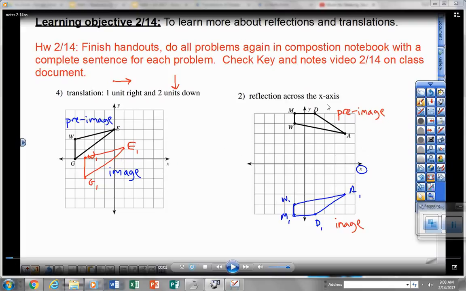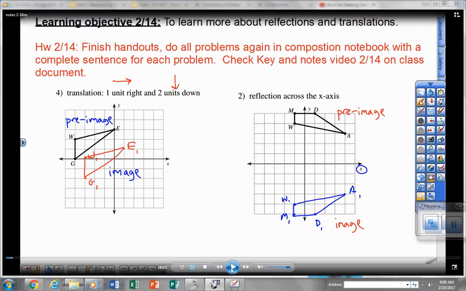A reflection, same thing. The first one is the preimage, second one is the image, but with reflections, you're reflecting equal distance at a perpendicular, straight angle to that line of reflection. So this W is 3 points over that reflection line. The new W prime for the image is going to be that many boxes, 1, 2, 3, 4, below that line. That's the new image. So you can see all these points are equal distance straight across from that line of reflection.